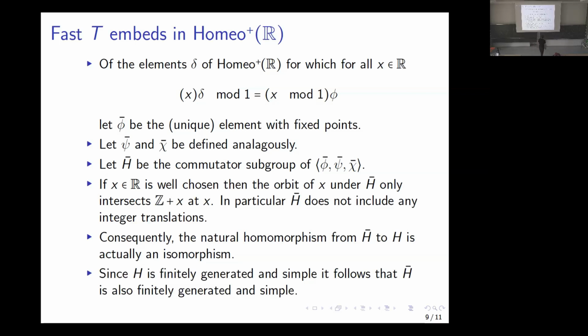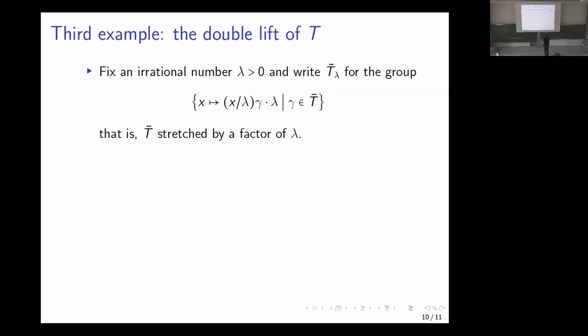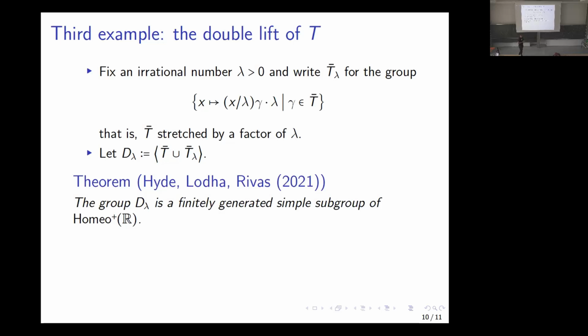Okay, so H bar is also finitely generated and simple. This is another really nice example that was also with Cristobal. What you do is you take Thompson's group T bar, and then you stretch it by a factor of lambda. It makes a stretched version of T bar, which looks a lot like T bar. Then you take your original copy of T bar and unite them together, and you generate a group, which doesn't seem very complicated, but it turns out to be finitely generated and simple.